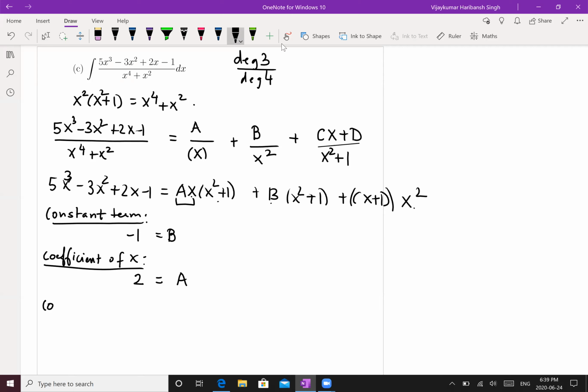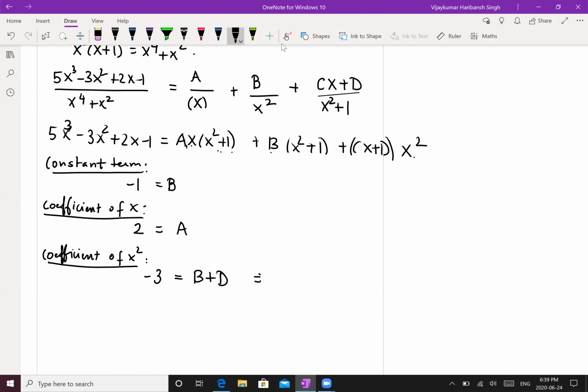Now let's compare coefficient of x squared. On this side we have minus 3. On the other side, we don't get any x squared from the first part, because there's no way to get x squared there. In the second part, you get B. And in the third part you get D by multiplying these two. So we get B plus D equals minus 3. If I combine it with B equals minus 1, this gives me minus 3 equals minus 1 plus D. So therefore D equals minus 2. Now the last term to compare, coefficient of x cubed.